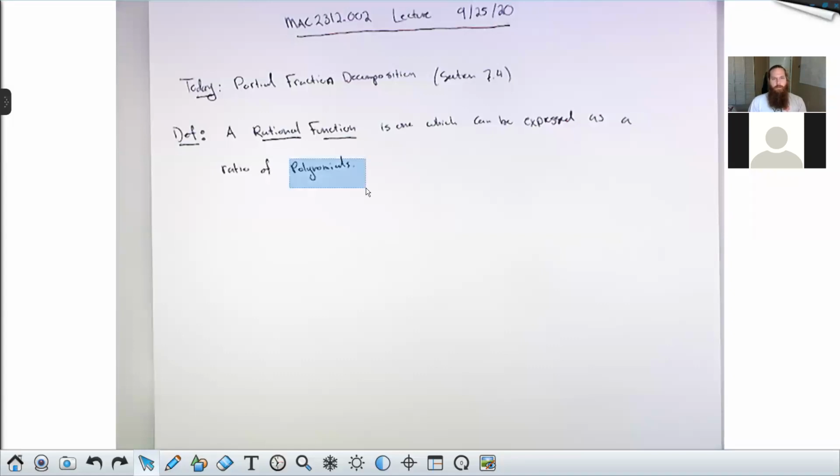Specifically, the thing to remember here is that the top and bottom have to be polynomials. So no square roots of x, no e to the x, none of that stuff. Just positive integer powers of x.